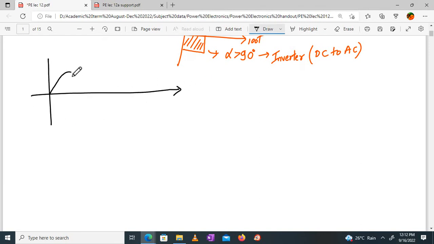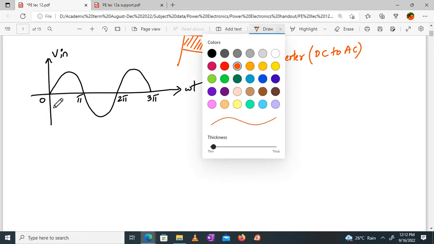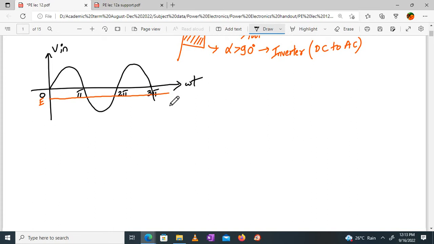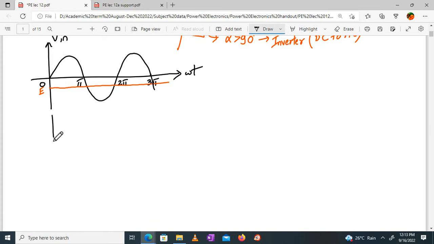Okay. So we have our V in over here. 0, pi, 2 pi, 3 pi, omega t. This is my V. And where is my E? Below, right? Correct now? E negative है ना? For a line commutated inverter, this is negative. Now next what you will do? Gate pulses, right? How will you apply the gate pulses?